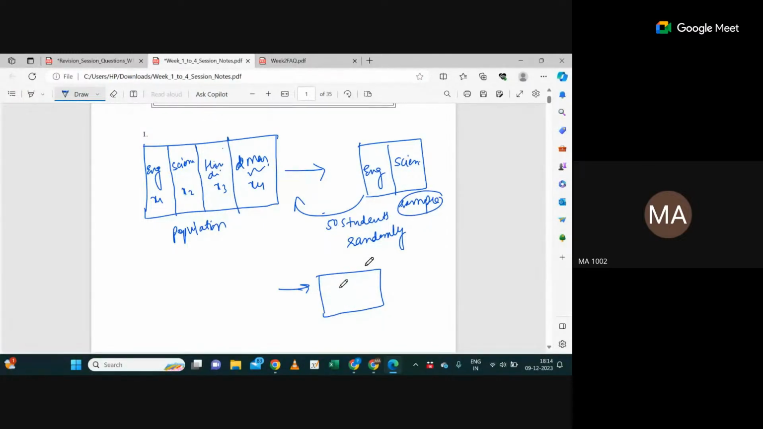Suppose these 50 students which I selected randomly are from all four departments, right? Let's say some are from English, some are from science, some are from the Hindi department, and some are from, let's say, management studies and so on. Now I will consider this sample a good representative for my population data set. Okay, so is this concept of sample and population clear?